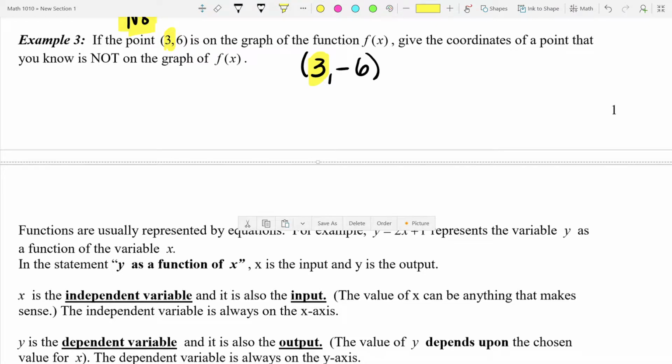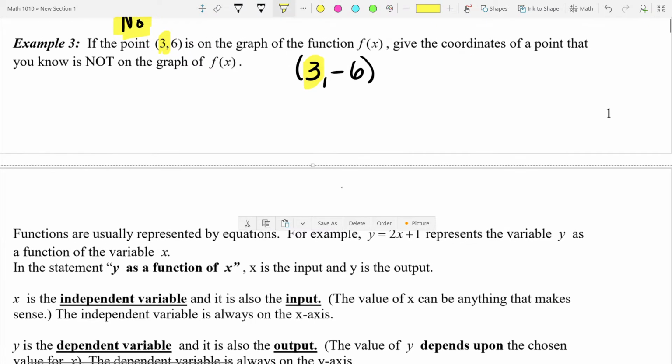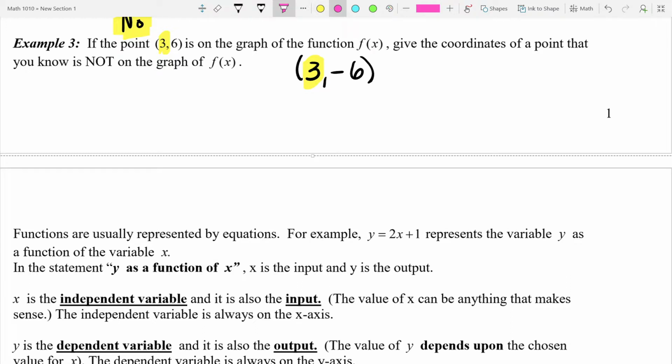If they have the same x's, then it's no longer, what's the big word in this problem, everybody? Function. Everybody highlight the word function. It has to be a function.